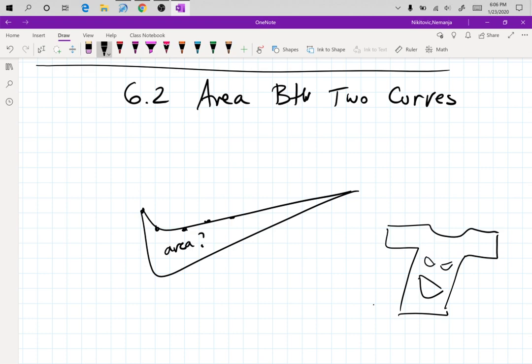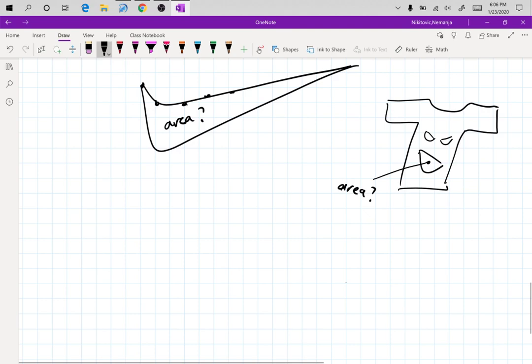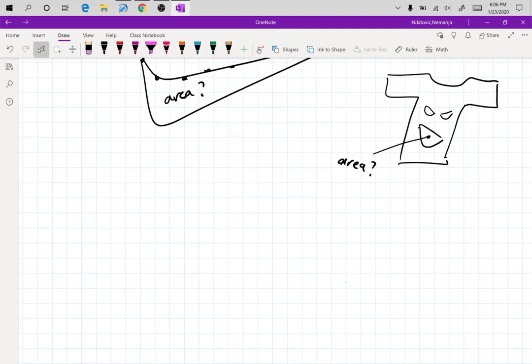Area, right? And you will find that all around you. You can always ask and look for what's the area between two curves. So now let's take a look at the theory and what we need to do.